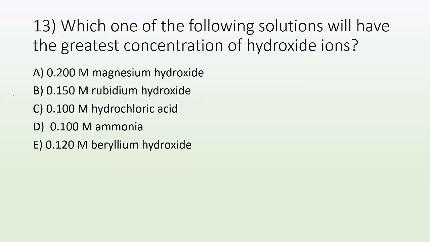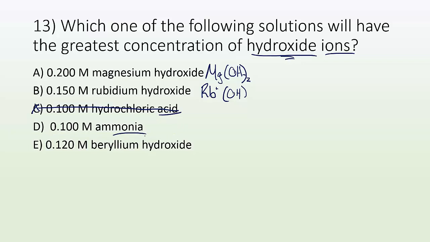All right, 13. Which of the following solutions will have the greatest concentration of hydroxide ions? So you're going to have to figure out the concentration of the hydroxide ion. If it's magnesium hydroxide, I know the formula for that is Mg(OH)2. Rubidium hydroxide is going to be RbOH, since Rb has plus 1 because it's in group 1. Hydrochloric acid, we don't even have to worry about, because it's an acid. It's not giving off hydroxide ion. And ammonia is a weak base, so let's keep that in mind. The rest of them are strong bases, so it's probably not going to be D.